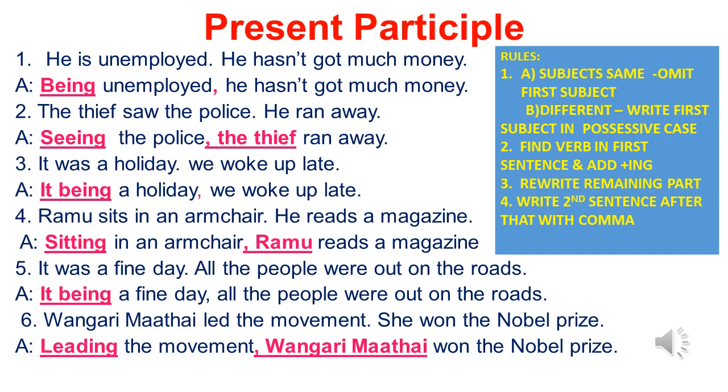Last one. Wangari Maathai led the movement. She won the Nobel Prize. Here both the subjects are same. So eliminate the first subject. What is the verb? Lead is the verb. So we add ing to it. Leading the movement. Use a comma. In the place of she, use Wangari Maathai won the Nobel Prize. So the answer is, leading the movement, Wangari Maathai won the Nobel Prize.